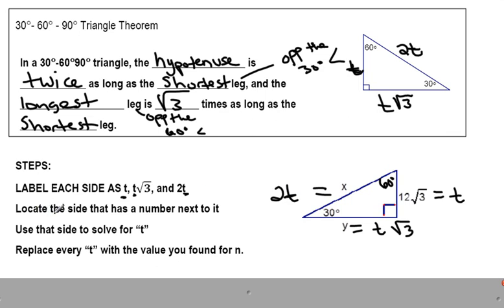Now we know to locate the side that has a number next to it. So x is not a number, y is not a number, 12 square root of 3 is our number. And we want to use that side in order to solve for t. So we want it to say t equals. That's our goal here, is to find t. And luckily this already says t equals. And t is equal to 12 times the square root of 3. Now we want to replace every t that we see with the value that we've found for t.